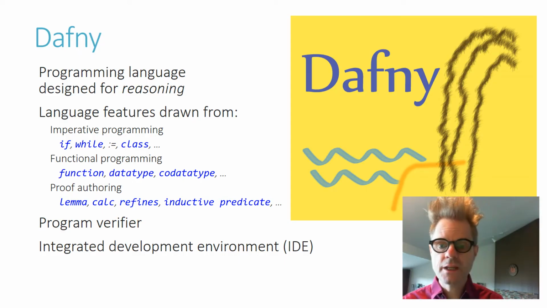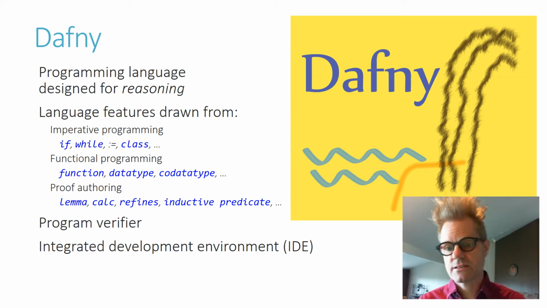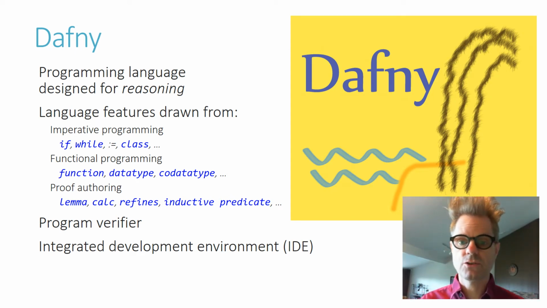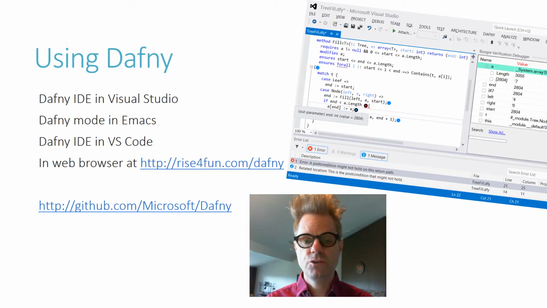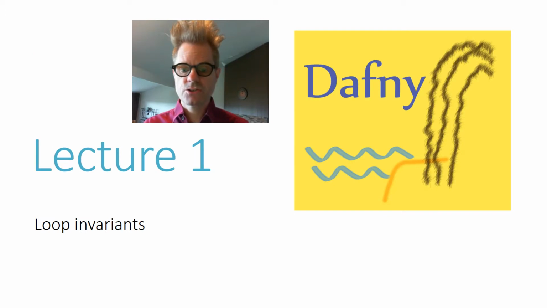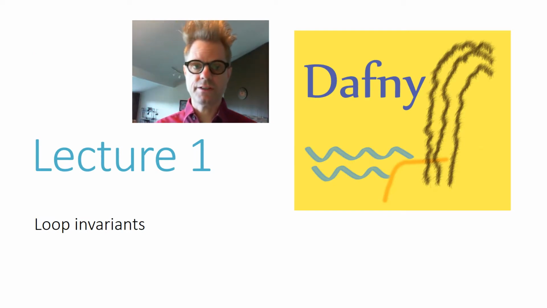Let me just remind you that we're using Dafny as the vehicle to show these things. Dafny is a programming language that supports the sorts of specification constructs that we're talking about, and it has a verifier. And if you don't already have Dafny, you can run it in your browser at rise4fun.com/Dafny, or better yet, install it on your machine on the platform of your choice. All right, here we go. So here are loop invariants.